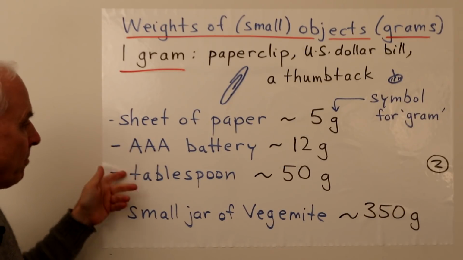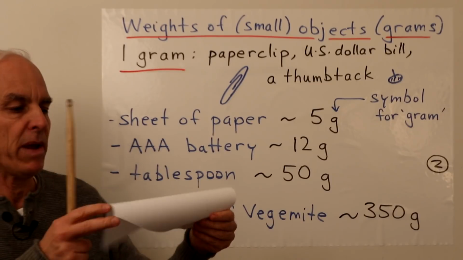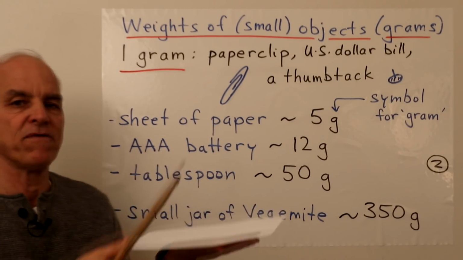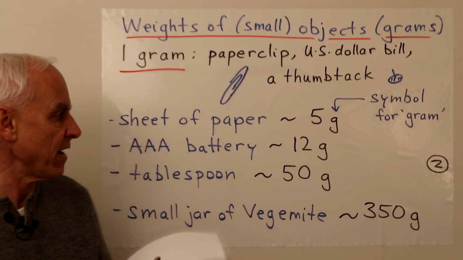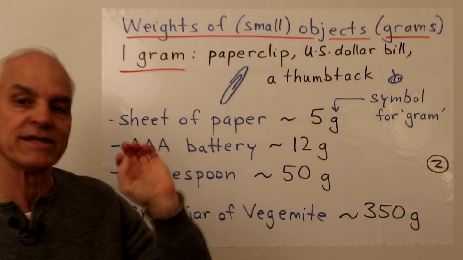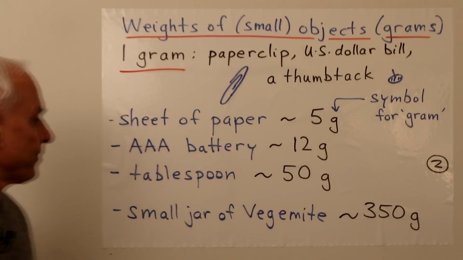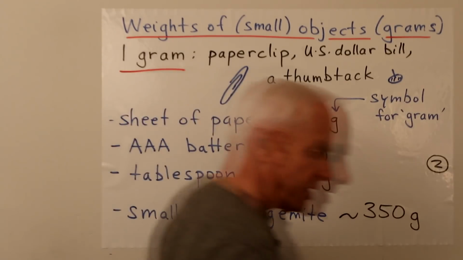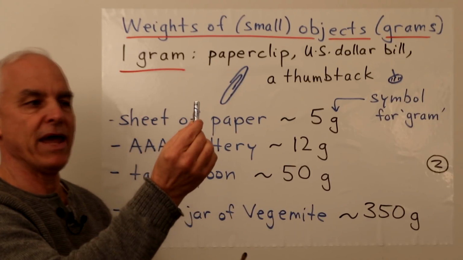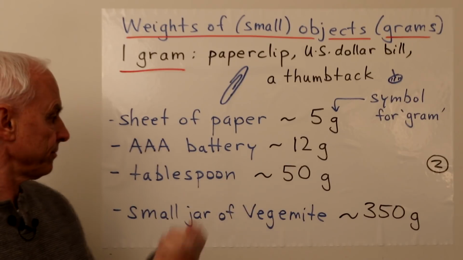How about a few bigger things? Well, a sheet of paper, like this, A4 paper in Australia, maybe 8.5 by 11 in America. This will weigh around 5 grams. Okay, 5 grams. And notice that we abbreviate gram with a simple G. So 5G means 5 grams. A AAA battery, like this one here, that weighs around 12 grams.